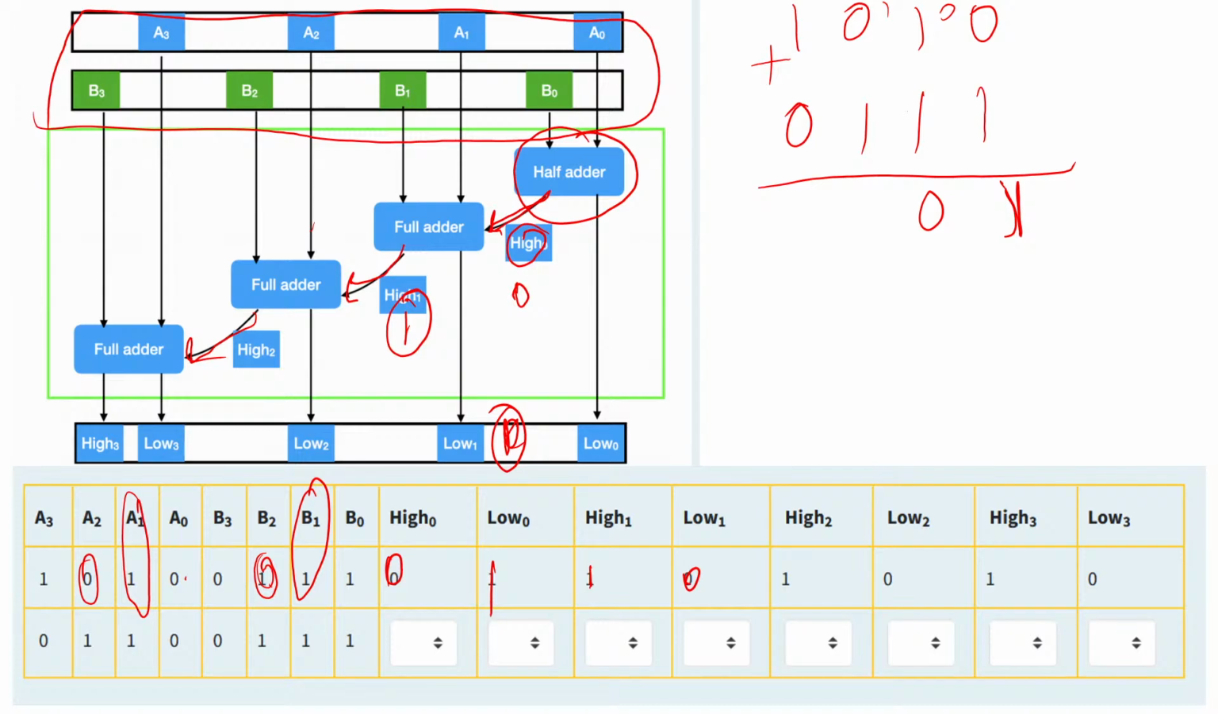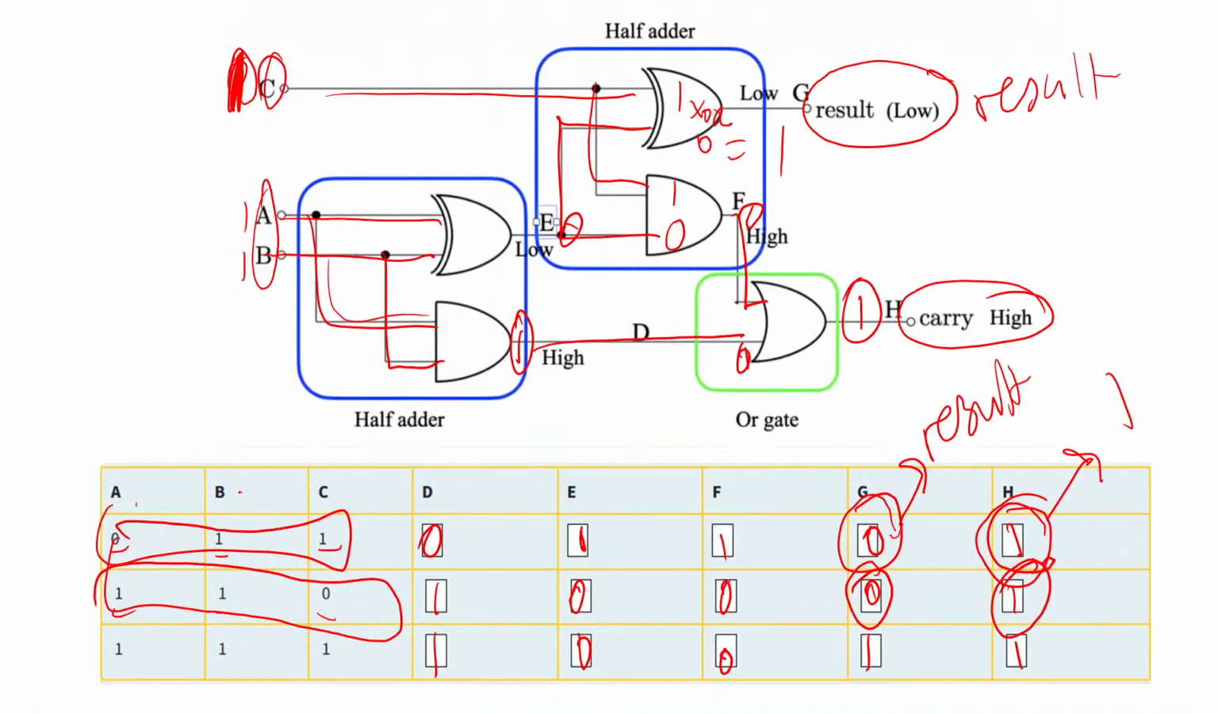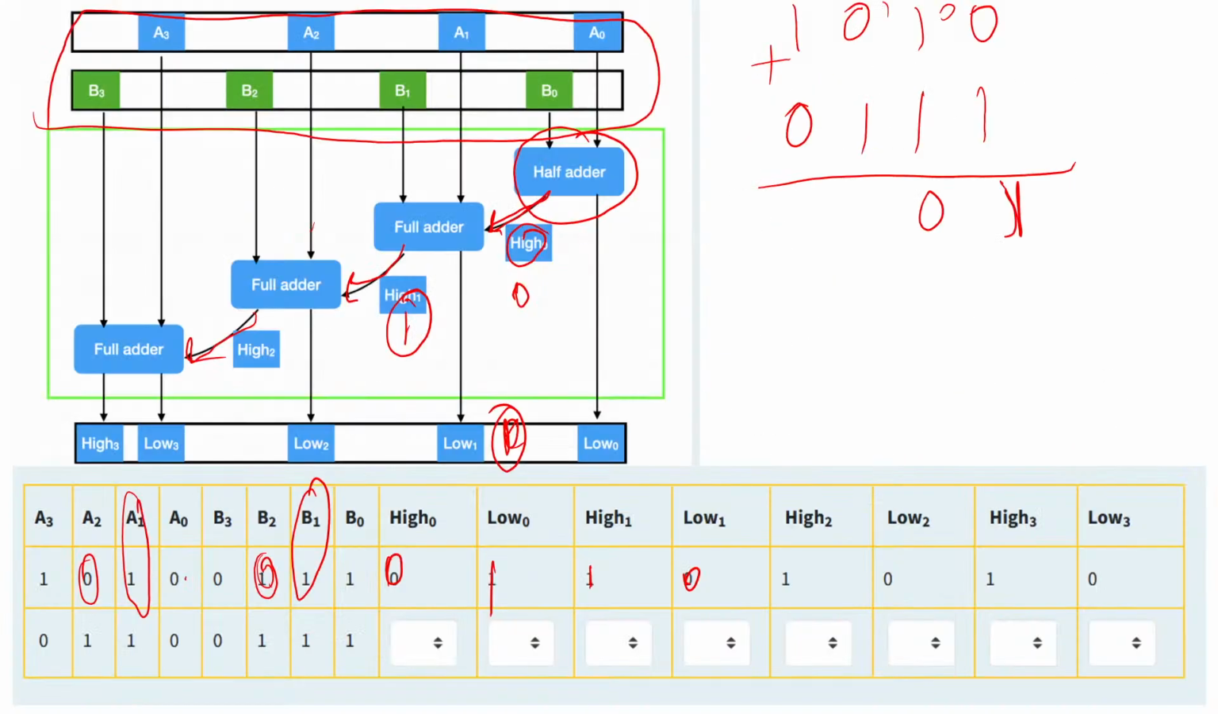Yep, that seems about right. So what did we just say? That the result is 0, so the result here should be 0, and the carry should be 1. Hopefully that makes sense to you. Yep, 1 here and 0 here. Let's go for the next one.